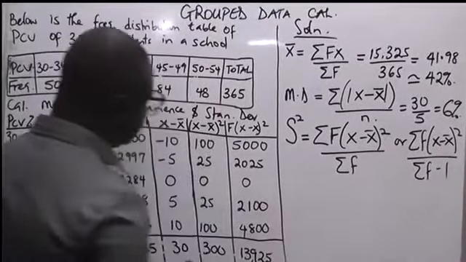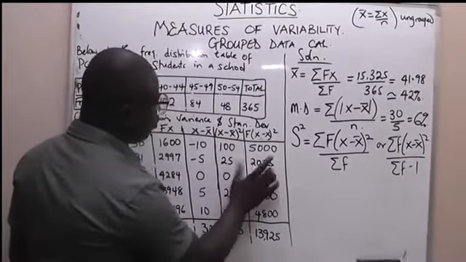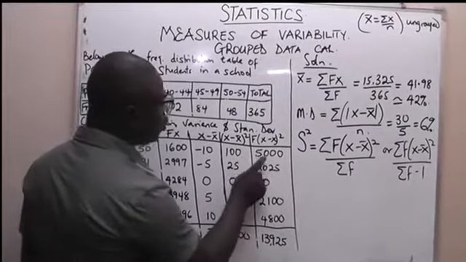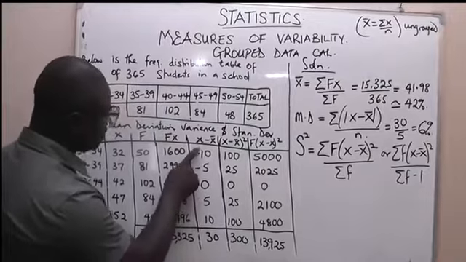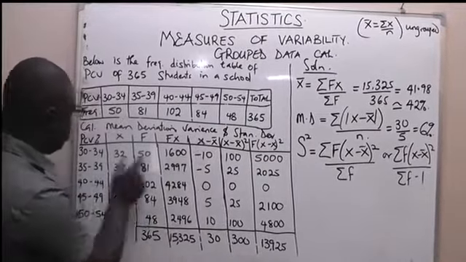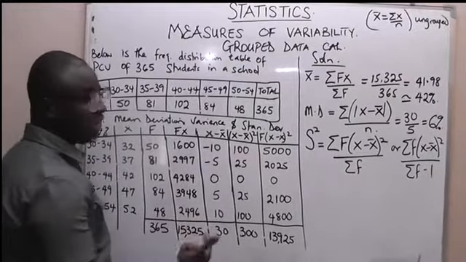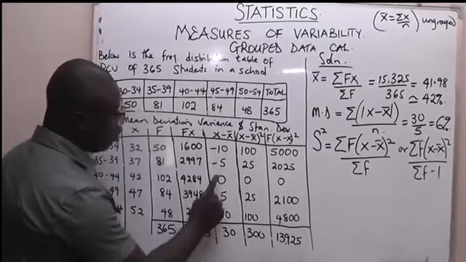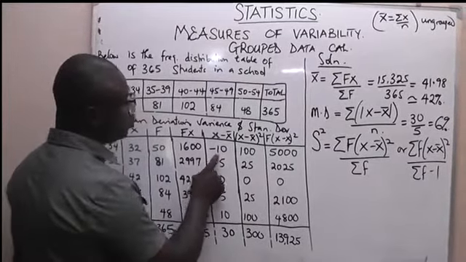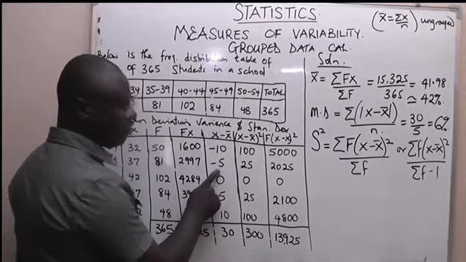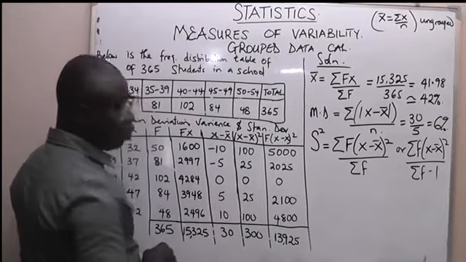Now if you notice, we already have this column here. But before we go to this column, we need to understand how we got to this column. Now you remember how we got this place? This place was x, our values of x, which is this. We subtracted these values from 42, which is our mean, to get these values here. All we need to do to get this value is to square our answer. So if we square 10, it will give you 100. If we square 5, it will give you 25. 0 will give you 0. 5 will give you 25, and so on.